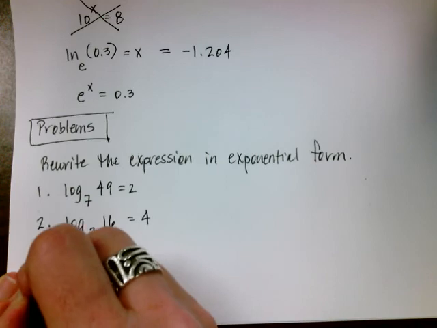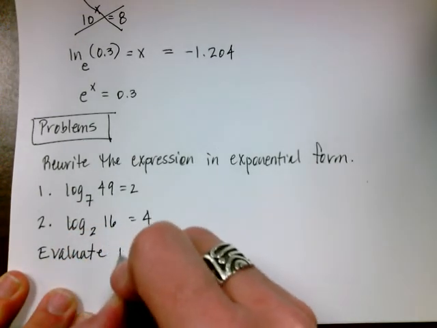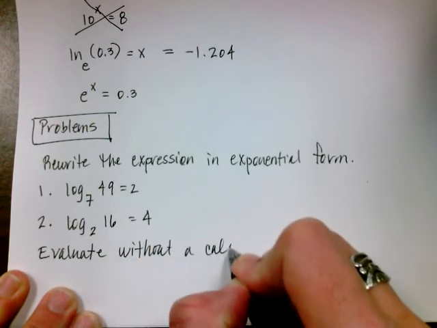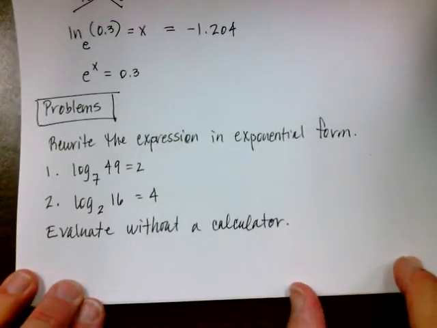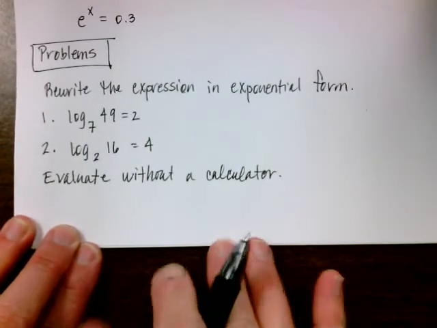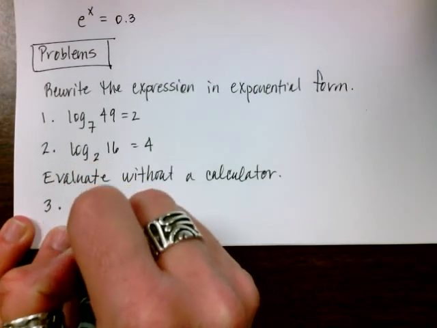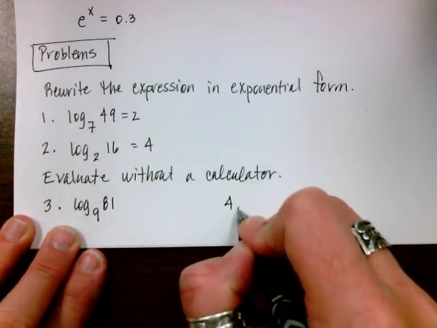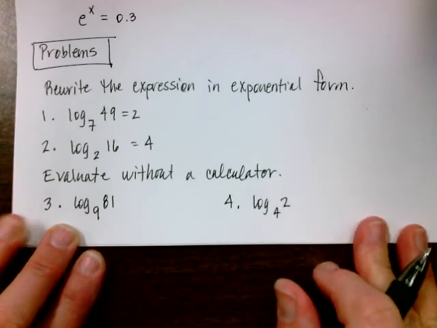Your next couple say evaluate without a calculator, which means you have to show the math, convert it back to exponent form, and solve it that way. Number 3, I'm going to have the log base 9 of 81. And number 4, the log base 4 of 2.